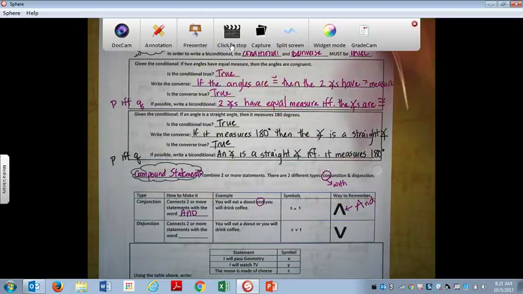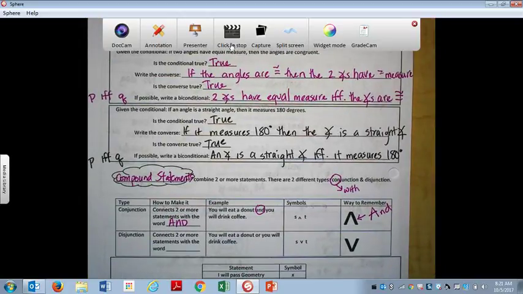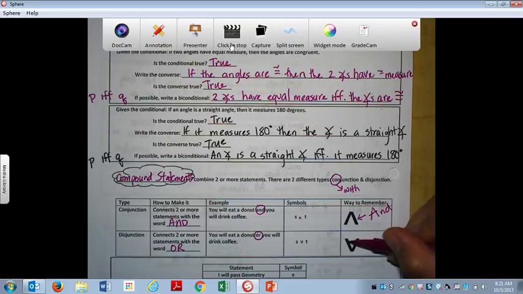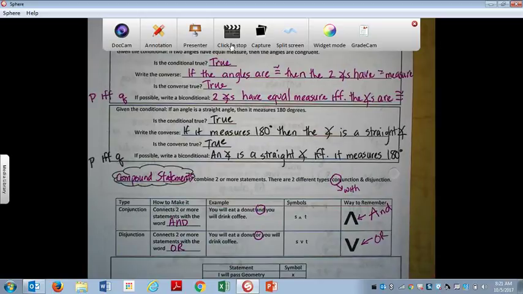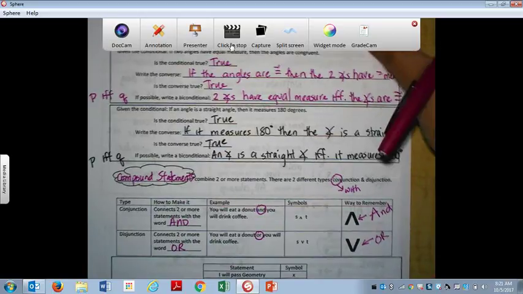Now disjunction connects two or more statements with the word or, okay? You will eat a donut or you will drink coffee. So this is read as S or T, okay? And then Miss Ferber will tell you this is like a seesaw. You either have one up and then one going down. So this doesn't look like an A either, so you know that's an or. All right, so let's look at this chart.